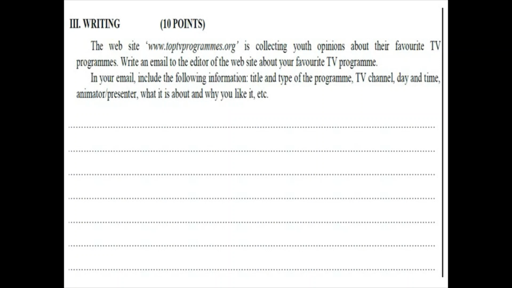Okay, so this is a productive writing. It means you have to think about your favorite TV program, and you try to give information about the type of the program, your TV channel, day, time, animator, presenter. This is, of course, if it's possible. What is it about? It means this TV program is about what, and why you like it, why it is your favorite TV program. So here I will provide you with an example.